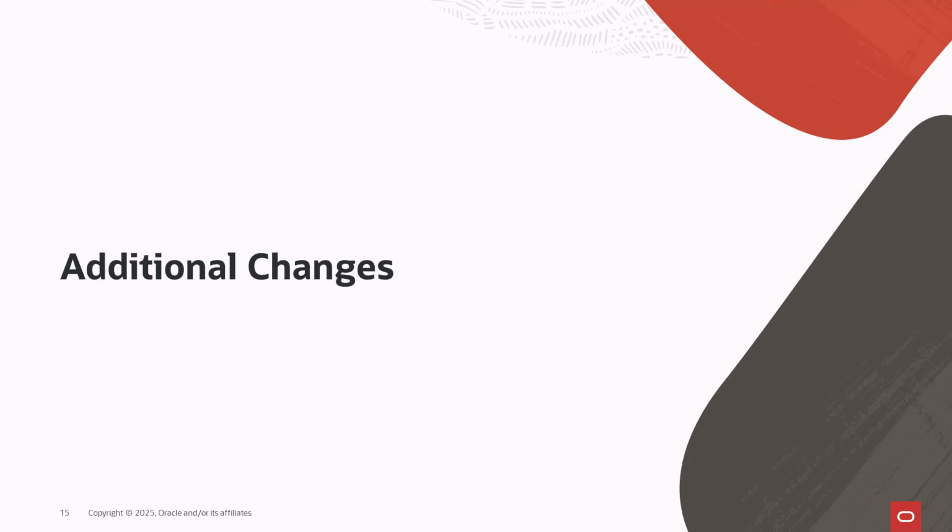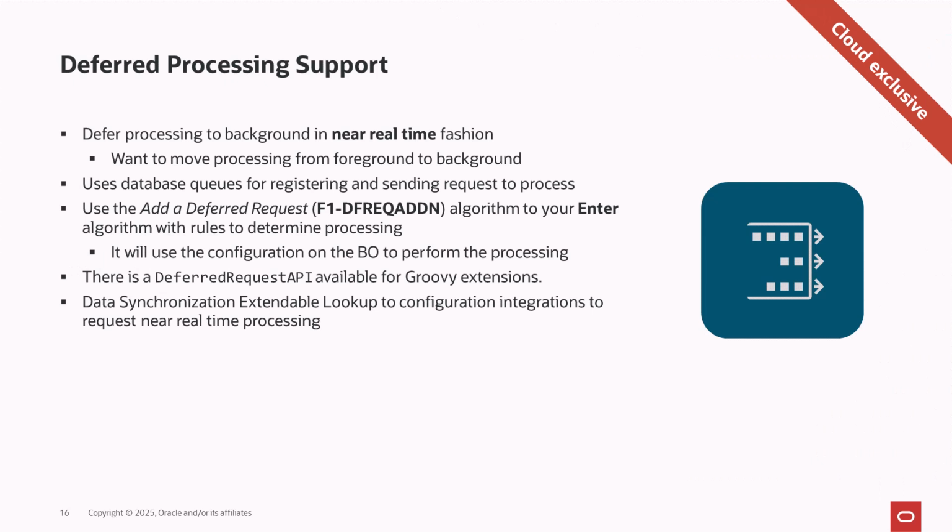In this release, several miscellaneous changes have been introduced. One of the major changes in this release is the introduction of support for deferred processing. The Oracle Utilities Application Framework has introduced a new set of infrastructure and an algorithm that can be used to implement deferred processing.